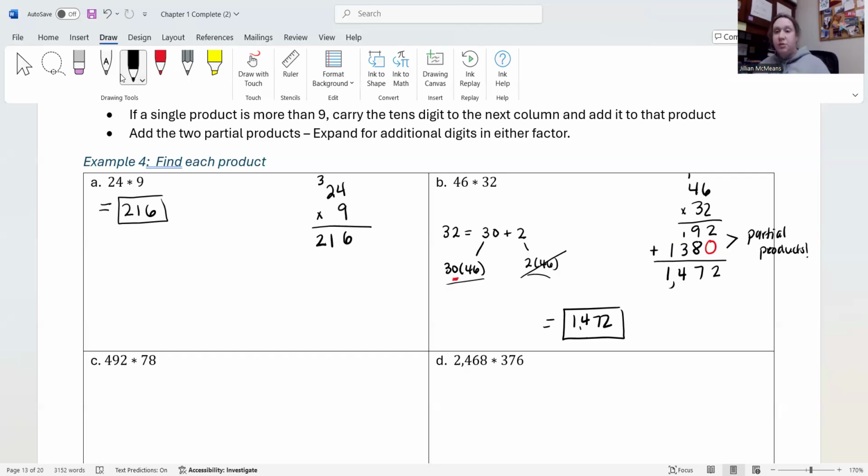That is multiplying by 2-digit numbers. It just becomes this weird process of taking this expanded form idea, finding these partial products, but we do it all at once, which makes it a little quicker and shorter for us. All right, let's look at part C.